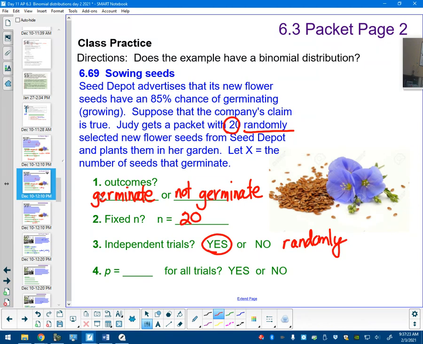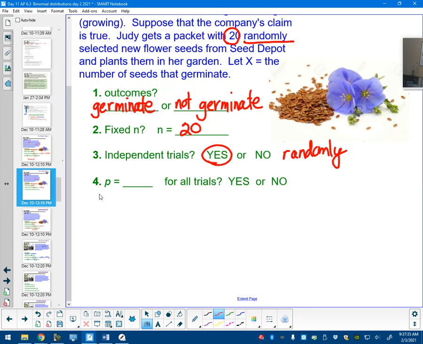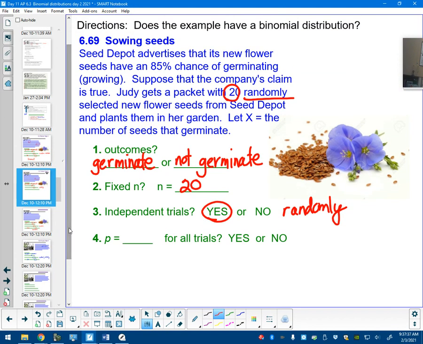If that word wasn't there, then you might run into that problem I was talking about of them all coming from the same plant. And is the success rate the same, Val? No. Is P the same for all of them? Yes. Yes, it's 0.85.